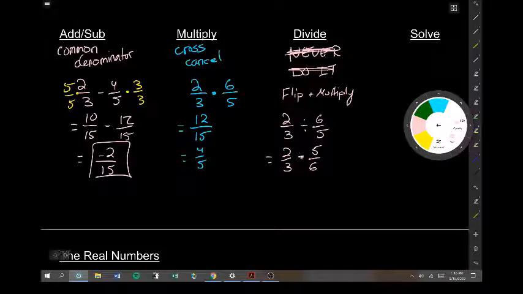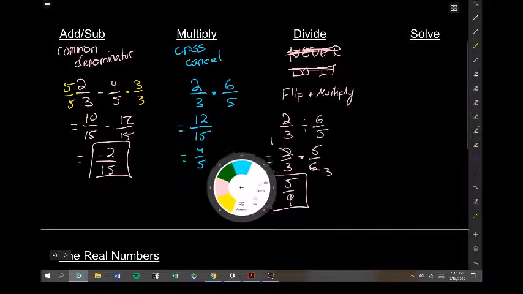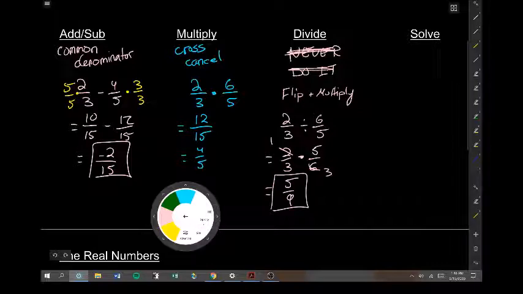Instead, I take the second fraction, always the second fraction, and I flip it over and multiply. Never divide fractions, always multiply. Now I can cross-cancel again. 2 and 6 is really 1 and 3, and I get 5/9. 2/3 divided by 6/5 is 5/9. Okay, the last one is solving. Here is where we do what's called cross multiplying.